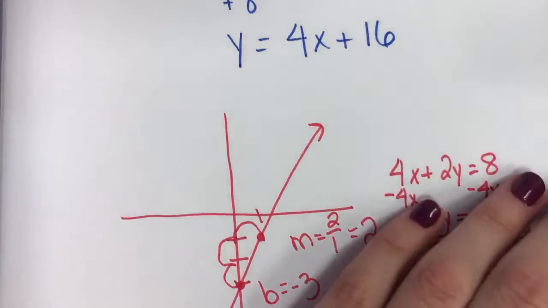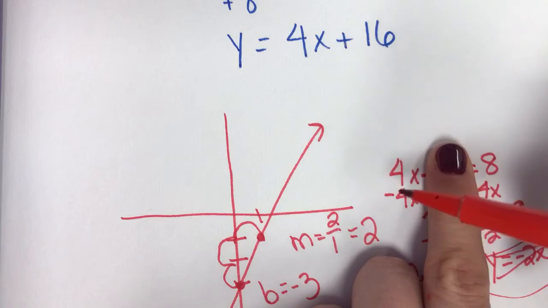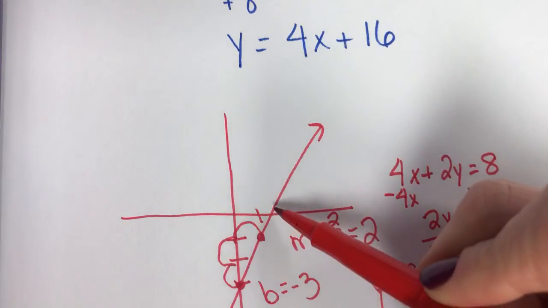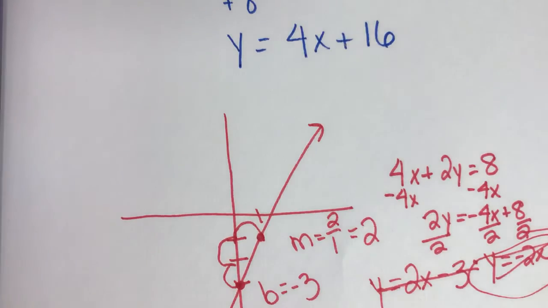Okay, we could also look at this option and do the cover-up method, right? We could say 8 divided by 4 is 2, which means our x-intercept would have to be 2, and our y-intercept would have to be 4. Our y-intercept is not 4.